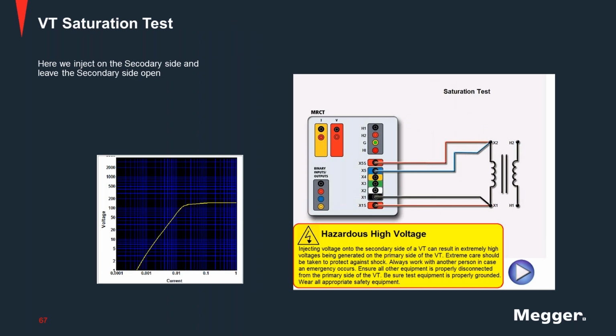And for the VT saturation, like the CT, we do the injection on the secondary side and we leave the primary side open, and we get the voltage knee point and the current. So take note, we are injecting hazardous high voltage. Remember, we are injecting on the secondary, and since we are doing the saturation test, our tester injects slowly, ramping up, so it will not reach the dangerous voltage across the primary side.